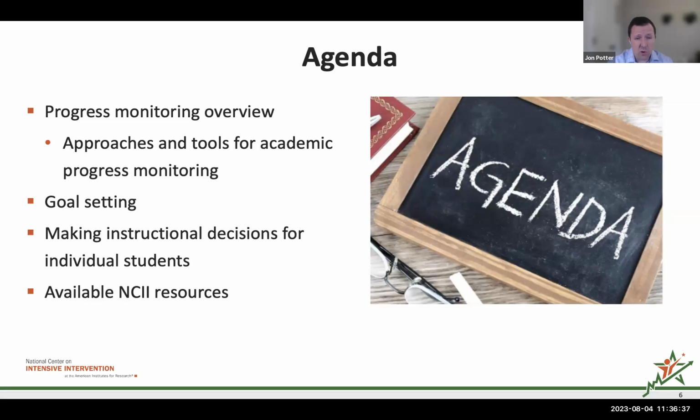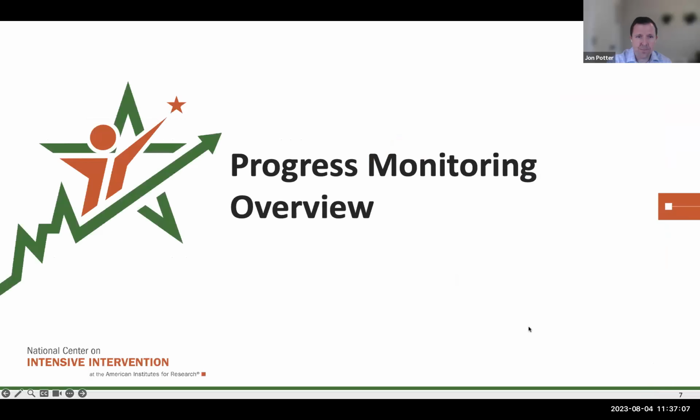We'll talk a little bit about goal setting. I know that's a big topic. Goal setting, where we set the goal, is hugely important with our kids, and there's not one right answer to that, but I think we've got some good guidance in terms of how we can do that in an informed way. And then how do we make instructional decisions for individual students? How do we look at data and make decisions around what our next steps are? And throughout, we'll share some available NCII resources to help guide you, things you can go back to and access as you have time and as you need.